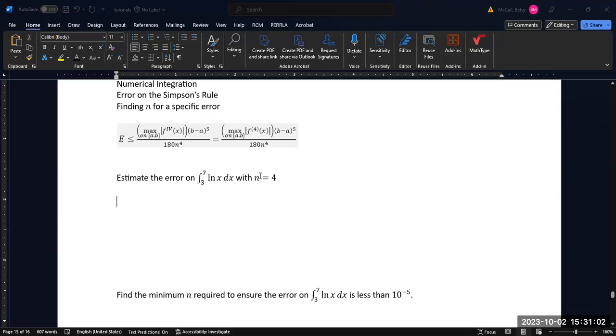So we did an example with n equals 6 in calculating the integral using Simpson's rule, but we're going to estimate the error using n equals 4. Now the fourth derivative, again, we're going to need to calculate it.